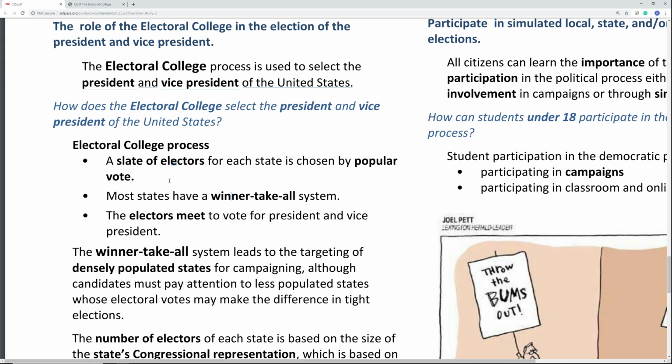The reason there's not like 6 and 7 is because we have what's called a winner take all system. So even if you win by one vote, then all the electoral votes are either going to be Democrat for that state, or all the electoral votes will be Republican for that state. And then once it's all said and done, they're going to meet and they're going to cast their electoral vote for it.